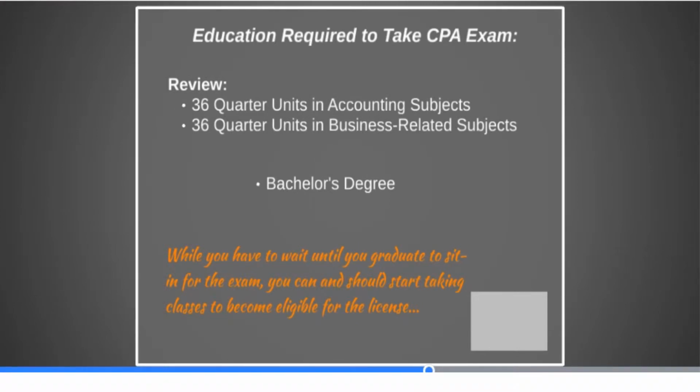So in total, the education requirement to take the CPA exam are the 36 quarter units in accounting subjects, the 36 quarter units in business related subjects, and the bachelor's degree. Please note that in order for you to actually sit in for the exam, you need to have completed the bachelor's degree, meaning that all your courses have been petitioned and all the classes have finished and been graded in order for you to be able to claim that you have a bachelor's degree.